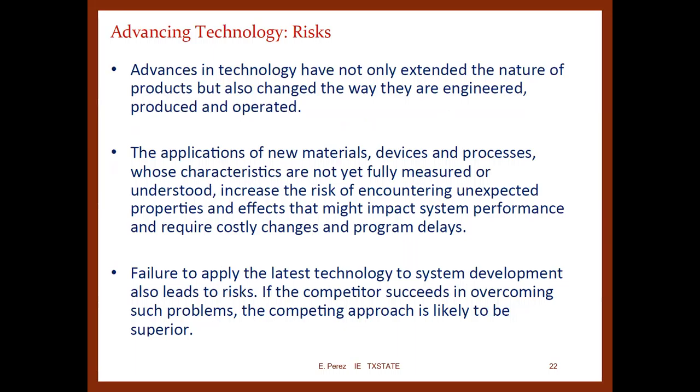Advances in technology have not only extended the nature of products, but also changed the way they are engineered, produced, and operated. I always bring the example of Tesla when they developed their first plant for producing their first electric car. They tried to use an old plant, I think from General Motors, to redesign it and produce their cars, and they were not successful because the technology in their cars was so different that they couldn't reuse most of the existing equipment and robots already in place at that old plant. So advanced technology extends the nature of products, but also changes the way they are engineered, produced, and operated.